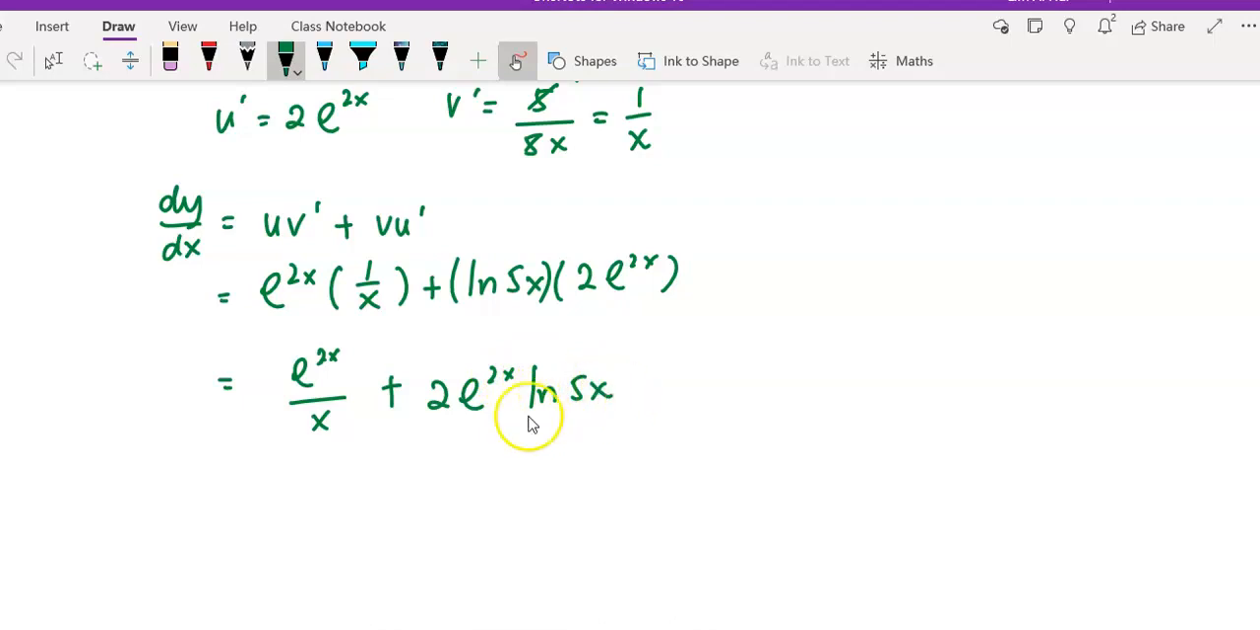multiplied by log 5x. For these two terms, you can factor out e to the power of 2x, as both terms contain e^(2x). First term, you have 1 over x. Second term, you have 2 log 5x.